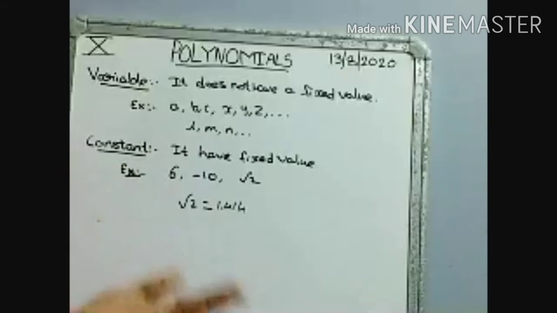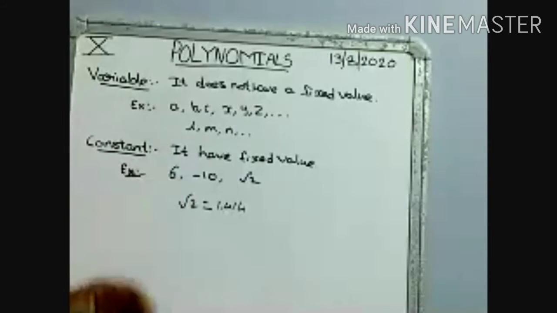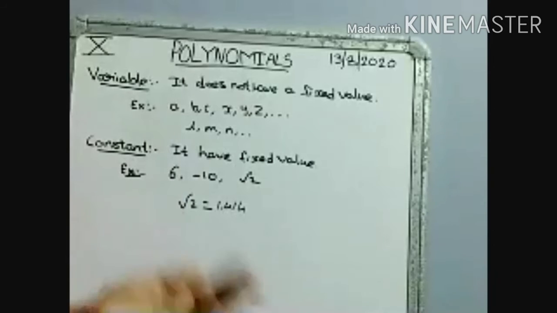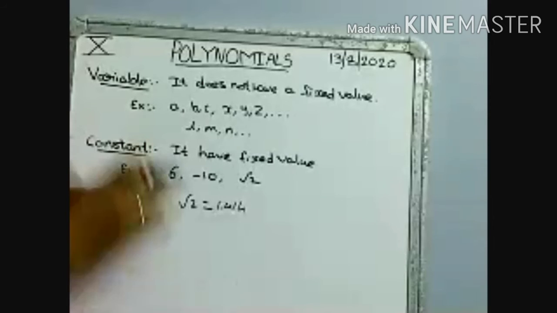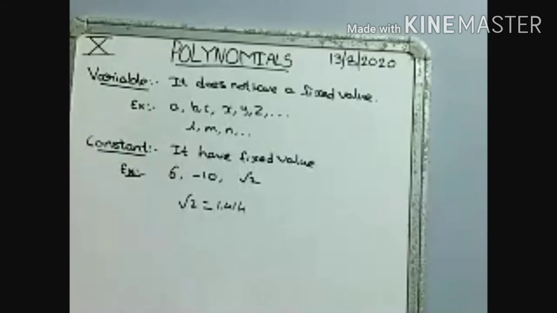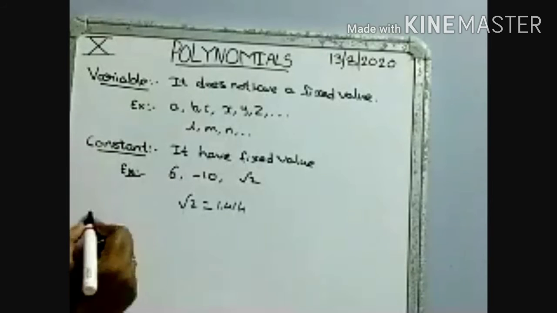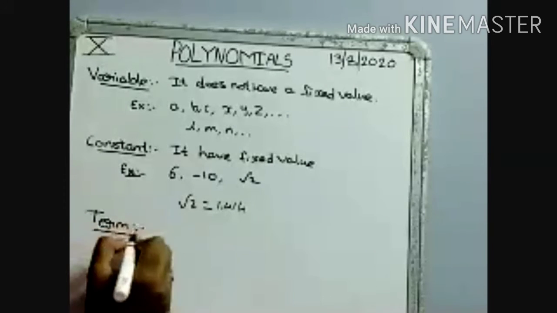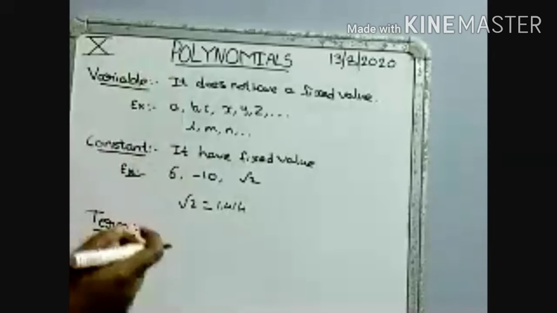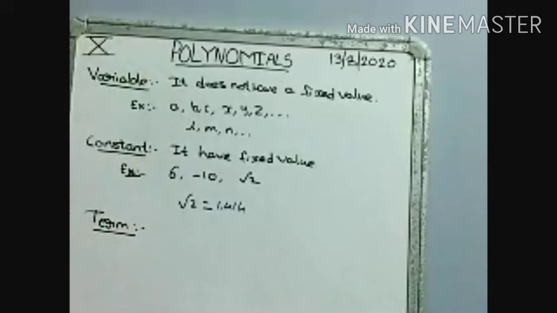Suppose you want to give your friend 10 rupees. That is a fixed amount. It is not like giving something, and we don't know what that something is. So for a constant it has a fixed value, and for variables, not having any fixed value, we can take whatever it may be. And after that, term. Already we discussed variable, constant, term, like terms, and unlike terms in the previous class. But for 5 minutes, we'll discuss this topic and then go to a new topic.